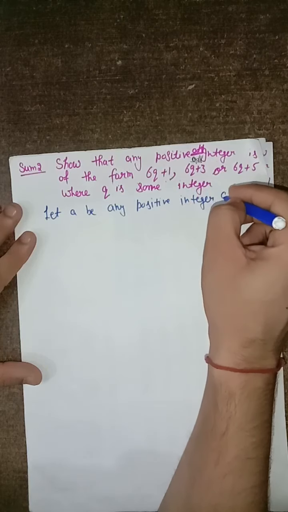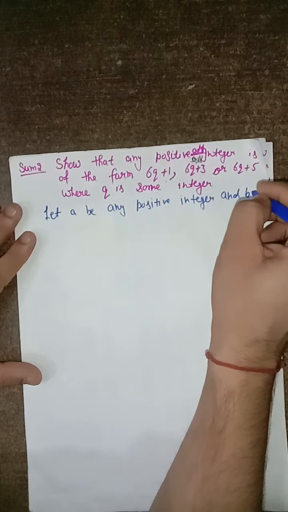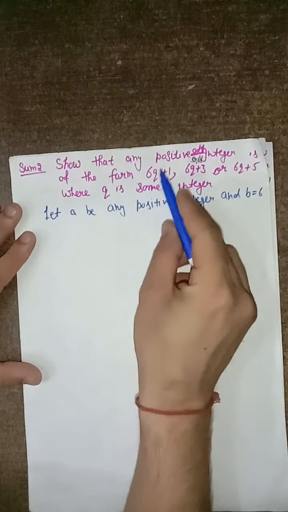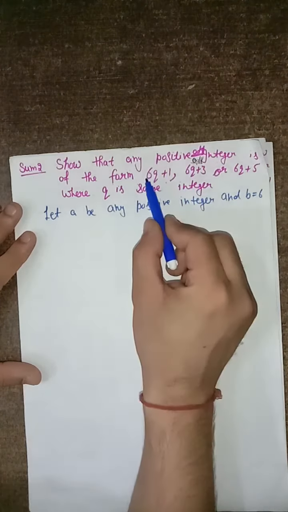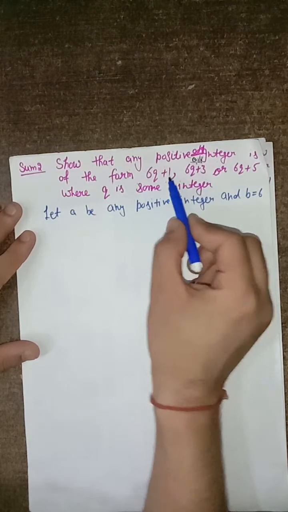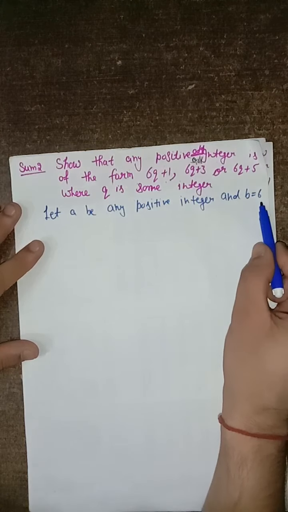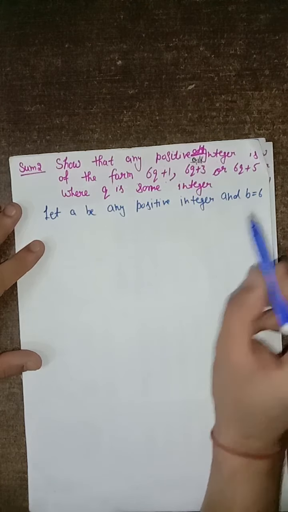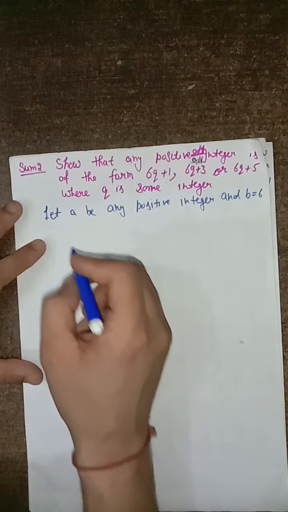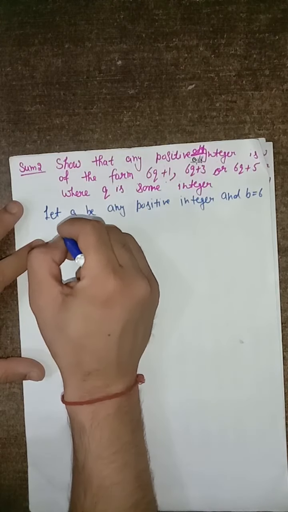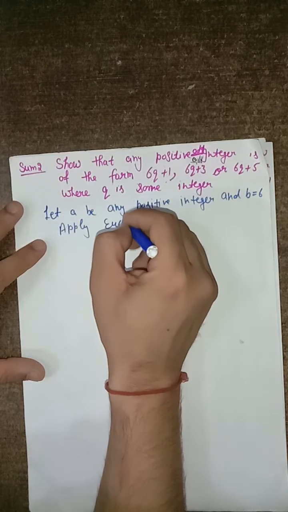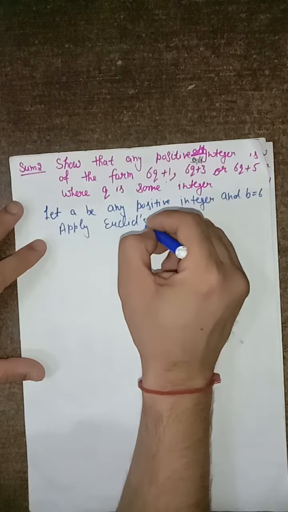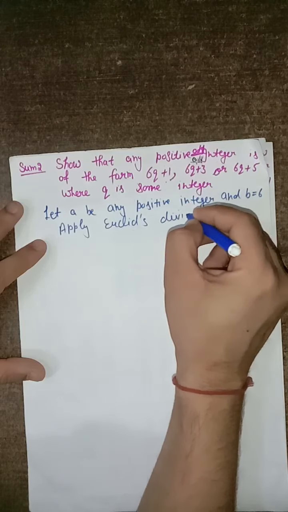And b equals 6. I am writing this b, which is given. If 3q plus 1 were given, then I would let b equal 3. Now b is 6. Now apply Euclid's division lemma, apply Euclid's division algorithm.